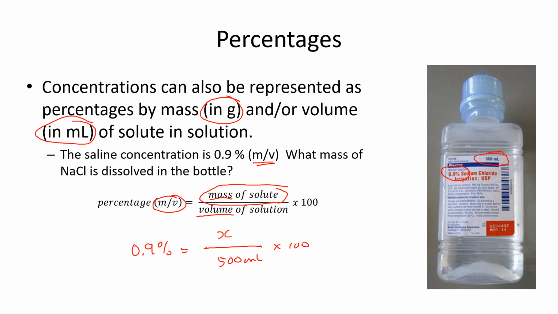So all we need to do is rearrange this. So x equals the 500 times the 0.9% divided by the 100, and you would end up with 500 times 0.9 divided by 100 equals 4.5 grams of NaCl in this whole bottle.